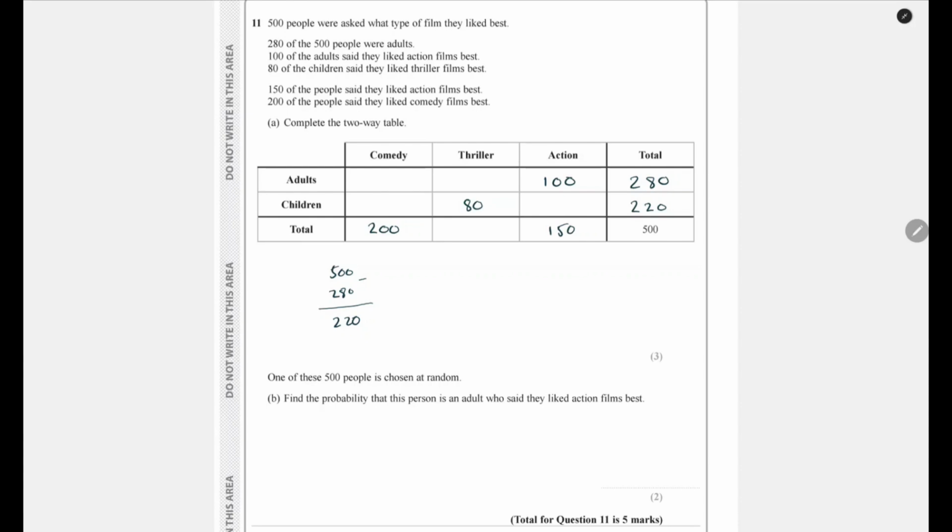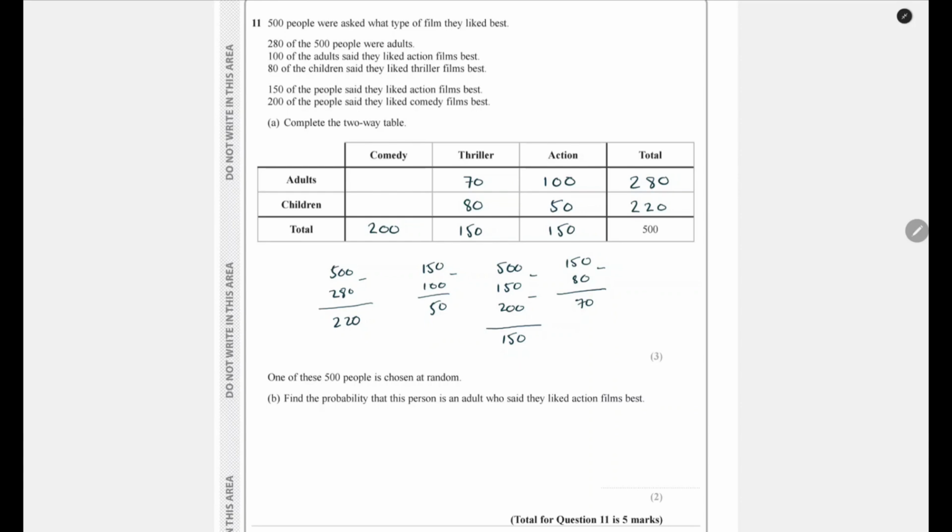We can figure out how many children like action films. That's 150 minus 100, and that gives us 50. And we can also work out the total number of thriller. That's 500 for the total minus 150 minus 200. That's 150. We can then work out the number of adults that like thriller films. That will be 150 minus 80, and that gives us 70.